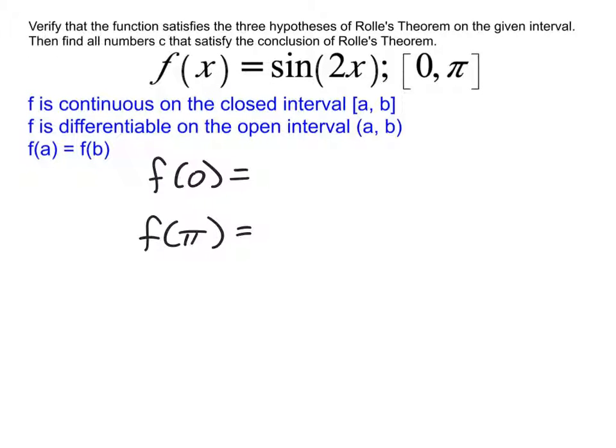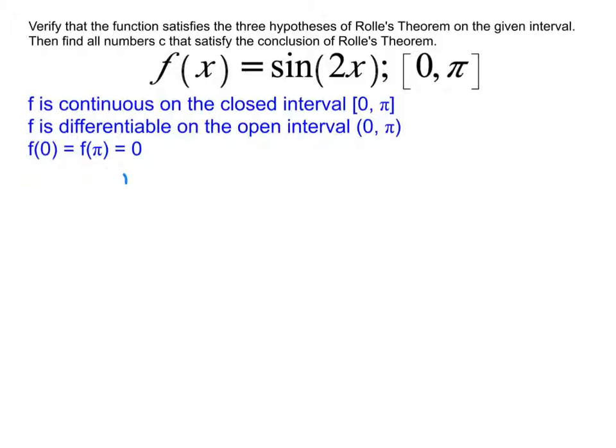So we find f of 0, we find f of pi. You should find that both those equal 0. So we can go ahead and know that somewhere in our interval the derivative is going to equal 0. But that means you actually now need to solve it. Figure out what f prime of x equals, and then figure out when f prime of x equals 0.